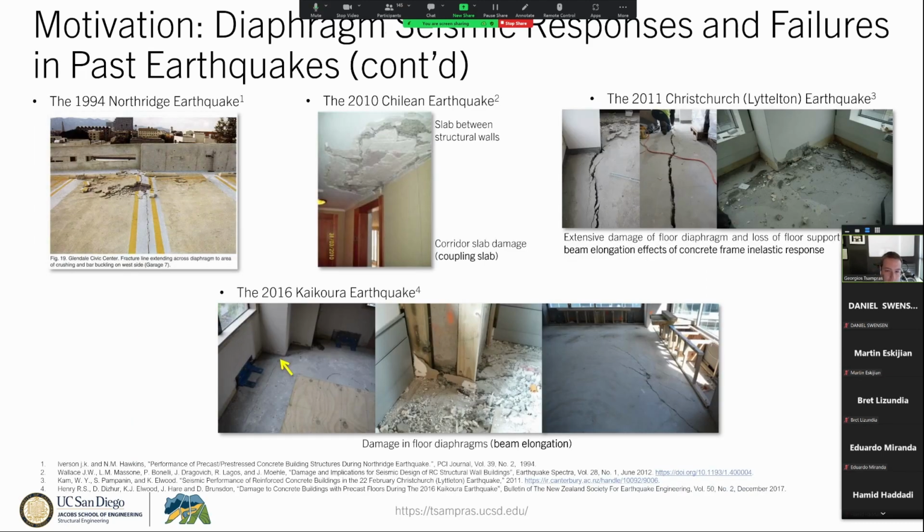It's not only about this excessive damage and collapse, it's also about damage that can result in a very long process of recovering after an earthquake. And here are some additional examples where we have damage reported during earthquakes in this transition or connection between the floor diaphragms and seismic force-resisting system members.